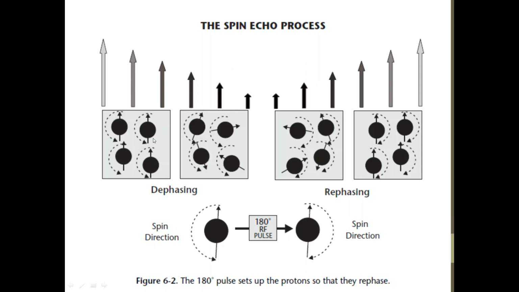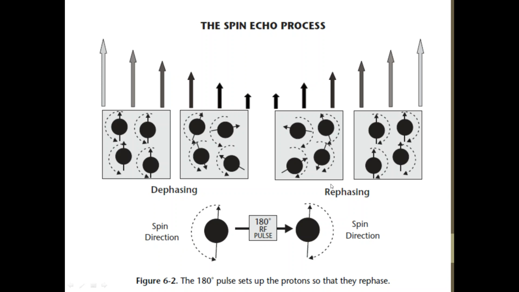Now these are the protons, as you see, dephasing with time. Each proton is at a different position at a certain time, and so on, so that they come to be out of phase. Here, after applying the 180-degree pulse, the protons rephase again. You will find all of them become rephased again, and the magnetization is higher at this time.